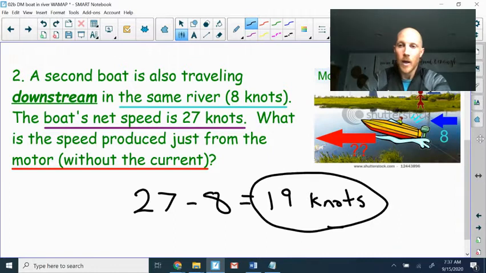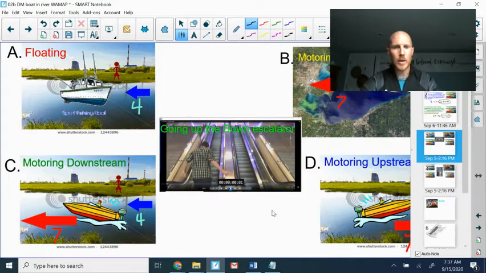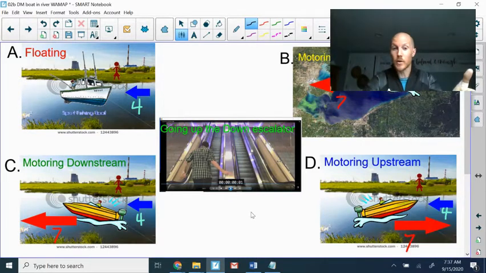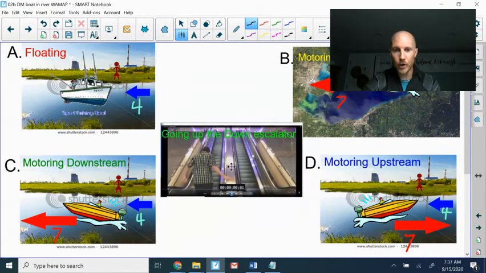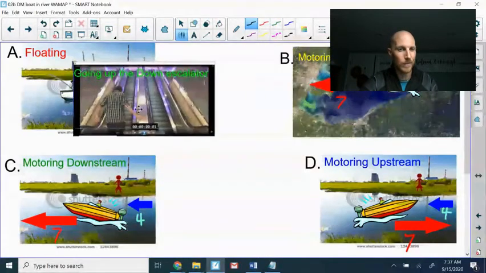Cool. All right. A multiple choice question for you. Our end goal the whole time has been looking for the speed it's going to take that guy to run up the down escalator like a little kid, right? Here's our screenshot of going up the down escalator. Which of these 4 scenarios most closely represents going up the down escalator? A, a boat floating in a river? B, a boat motoring in a lake with no current? C, motoring downstream, or D, motoring upstream? Go ahead and make your selections now.